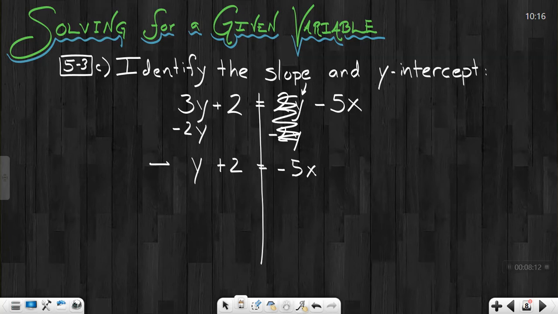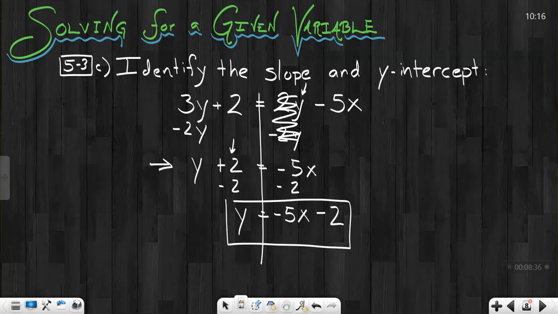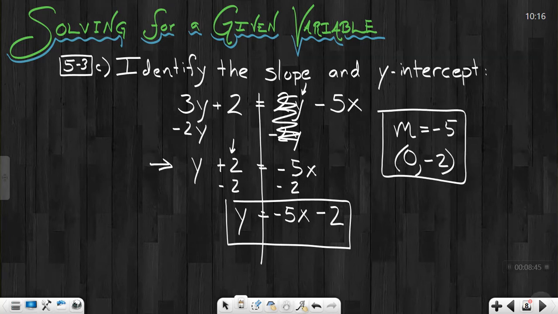Now my y's are on the left side over here. What term over here does not belong? It's this positive 2 because it doesn't have a y, so it doesn't belong over there with the other y's. How do I get rid of plus 2? Well, I subtract 2. I always do the opposite, so y equals. Can't combine negative 5x and negative 2, so I just write them both out. Negative 5x minus 2. All right, negative and minus, they could be written in the same way. I don't need 2 negative signs there. I've got slope-intercept form now, and I can identify my slope here is negative 5, and my y-intercept is 0, negative 2. Let's try another one.